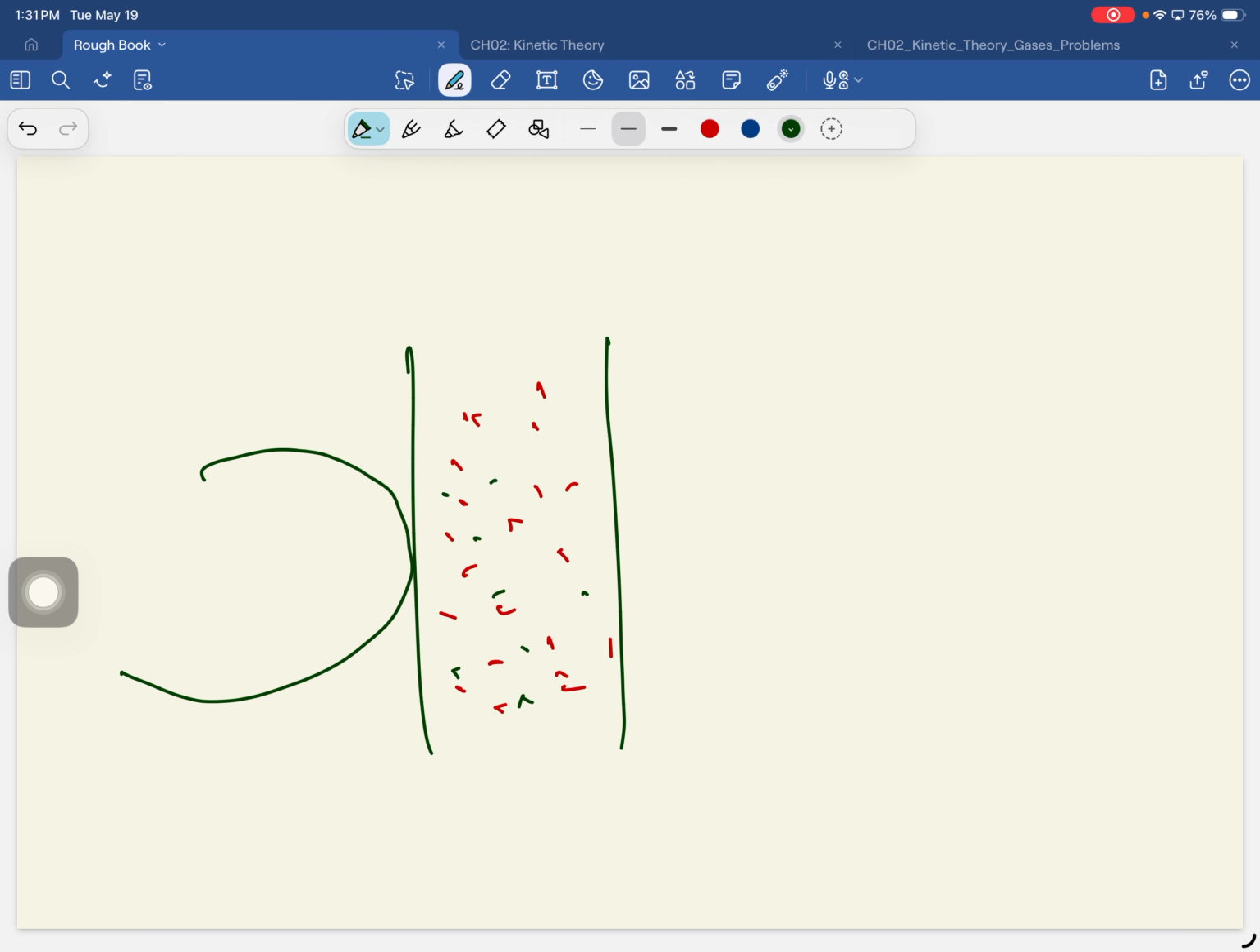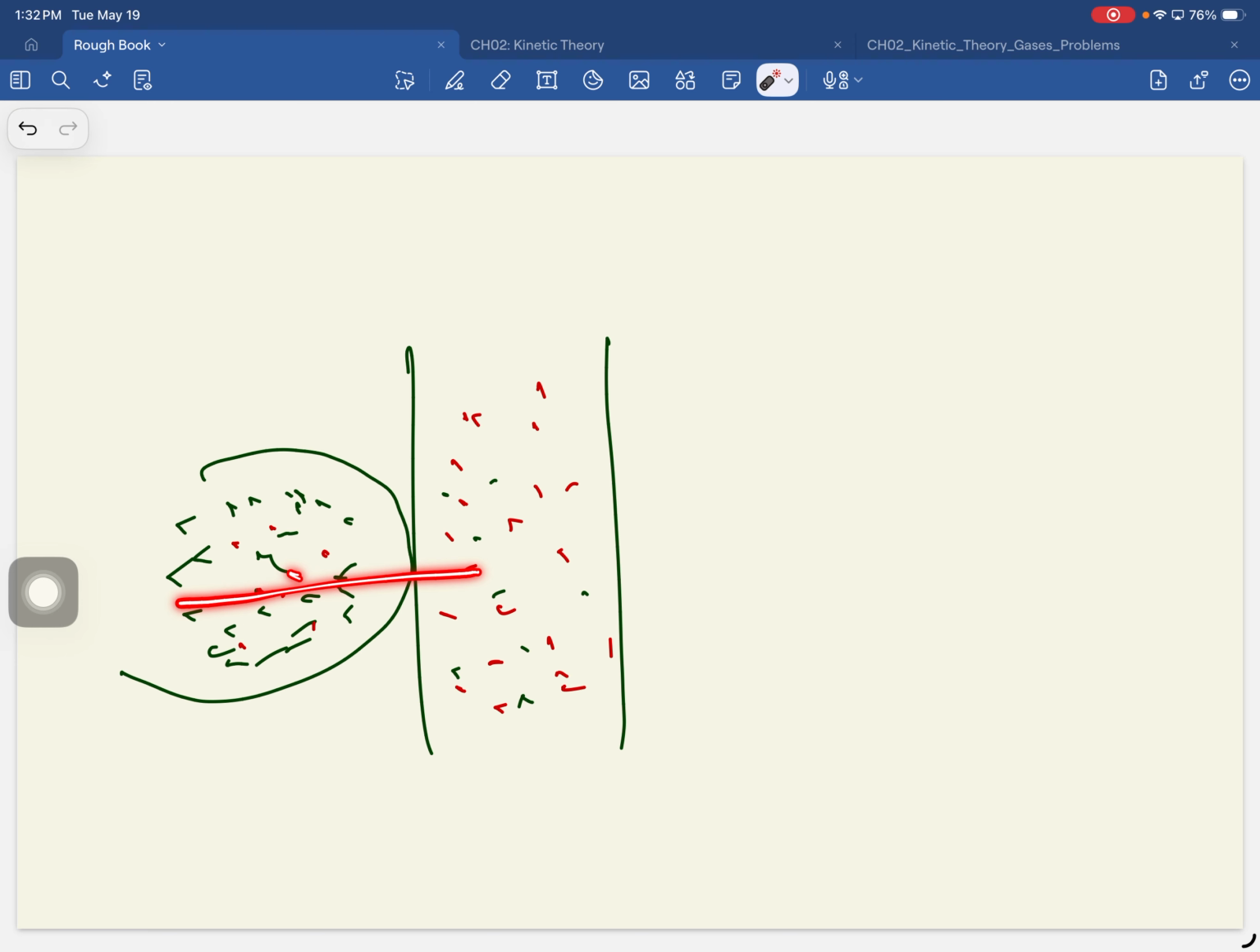For small delta V, we estimate the fraction of nitrogen molecules at a temperature of 300 Kelvin that have speeds between 290 and 291 meters per second. So all you have to do is, they're asking you for the fraction. The fraction is this many molecules divided by the total molecules. So this is the probability. This would be the value of the function 4 pi times m over 2 pi k T to the 3/2.